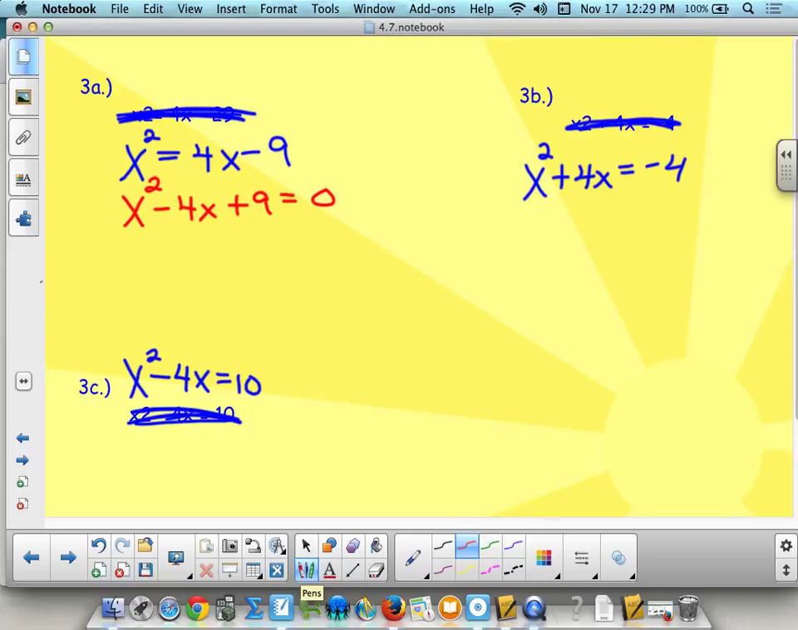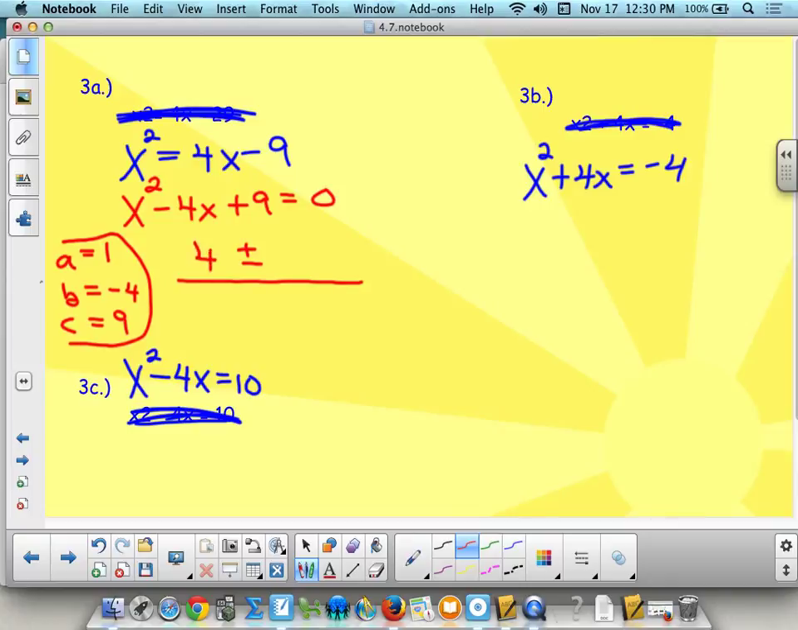Okay. Don't be slow. So you put it in standard form. You set it equal to 0. A is 1, B is -4, C is 9. Right? Did the formula: opposite of B, plus or minus square root of B squared, -4, minus 4AC. A is 1, C is 9, right? All of it over 2 times 1.